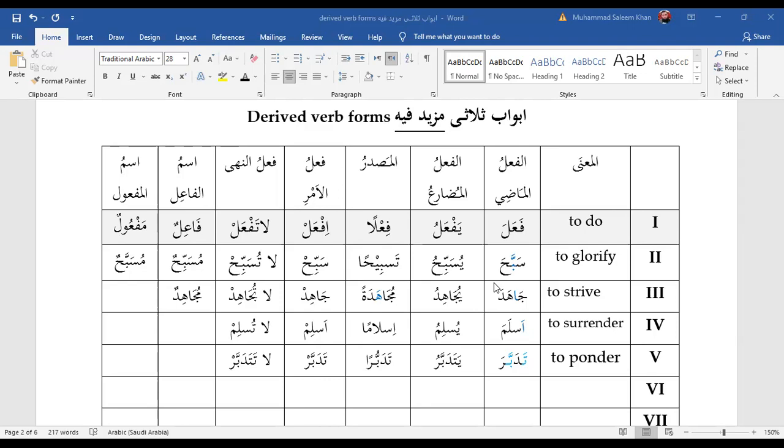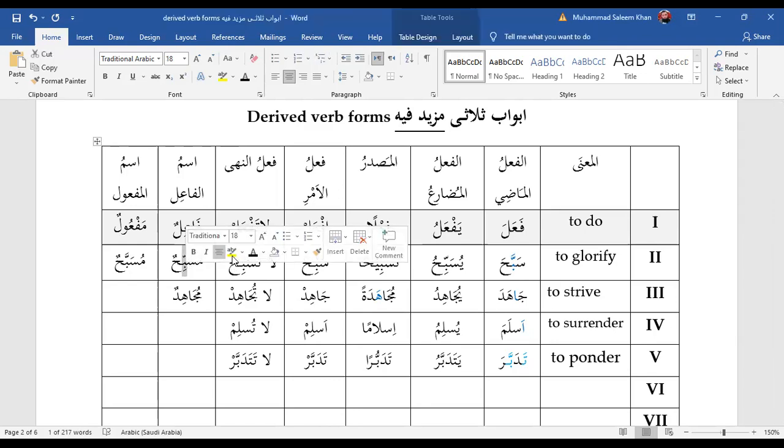So we have sabbaha yusabbihu tasbihan, and then fi'l al-amr is sabbih, fi'l al-nahi is la tusabbih, and ism al-fa'il is musabbihun, and ism al-maf'ul is musabbahun. So there is only a difference of the vowel letter here. If we put kasra, it becomes the doer, and if we put fatha here, it becomes the receiver of the action.